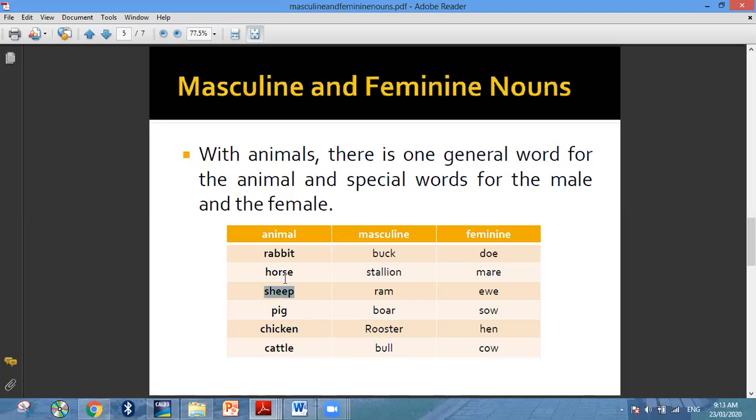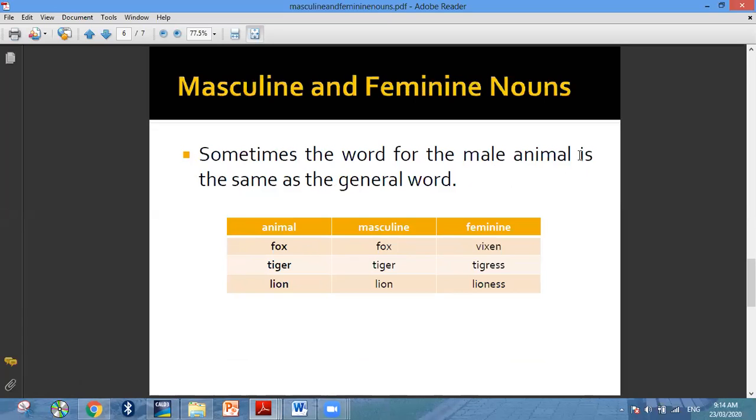Sheep is the name of the animal. But if it's a male, it's called ram, and if it's a female, it's called ewe. Pig is the name of the animal. The male is boar and the female is sow. Chicken, the male is rooster and the female is hen. Cattle is the name of the animal, and bull is the male, and cow is the female. Again, some animals may have a different name for the male or the female. These are just examples.